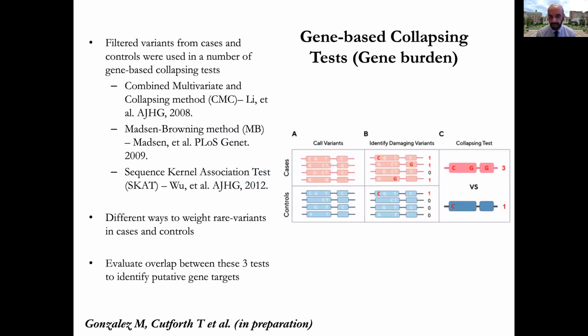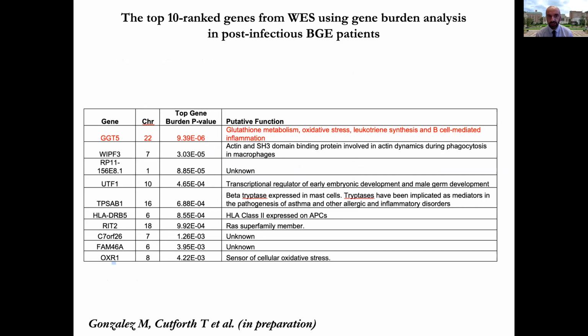And so after all of this, you use a lot of filter-based approaches and tests to identify and weight variants in cases and controls, and then to identify the damaged gene variants. So based on this, what I'm sharing with you is a list of the top 10 ranked genes from whole exome sequencing using this approach called the gene burden analysis, to identify risk genes in post-infectious BG.